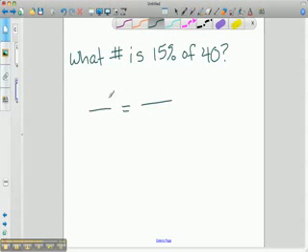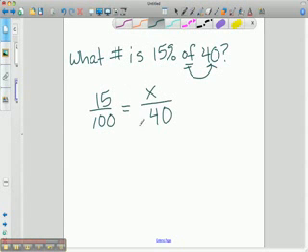So now we know what the percent is, so we can put 15 on top over 100 because all percents are out of 100. And the number that comes after the of, we said, is usually the whole, and that goes in the denominator. So the piece, or the part of the whole, is what's missing.